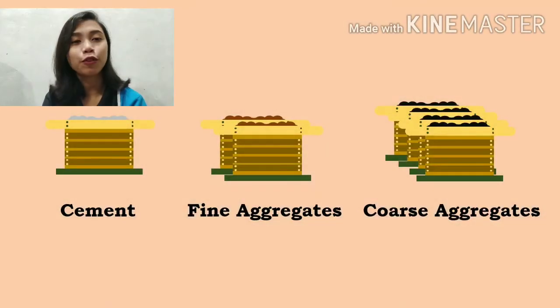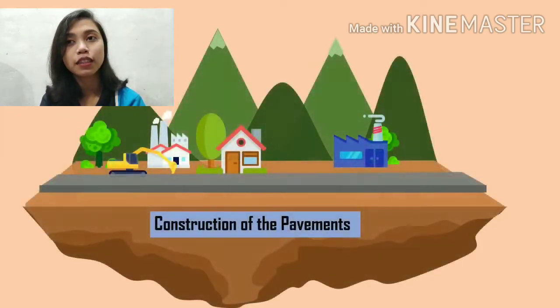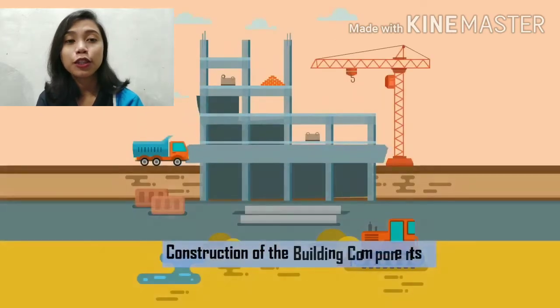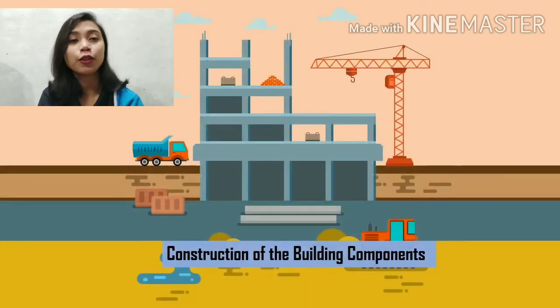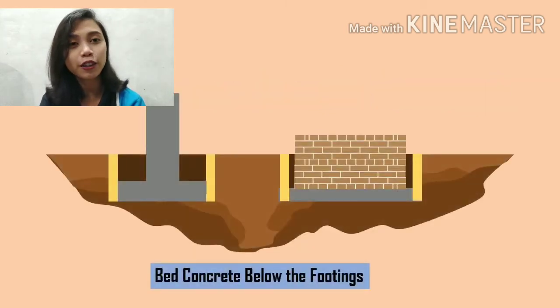This is the simplest form of concrete, which is made only by mixing basic ingredients. These types of concrete are mainly used in the construction of pavements and buildings, especially in areas where there is a requirement for low tensile strength. So it is also used as a bed concrete below the footings, walls, and sill concrete below the window and ventilator.